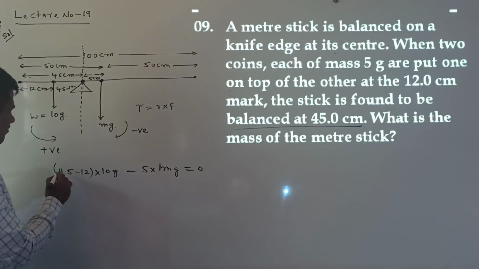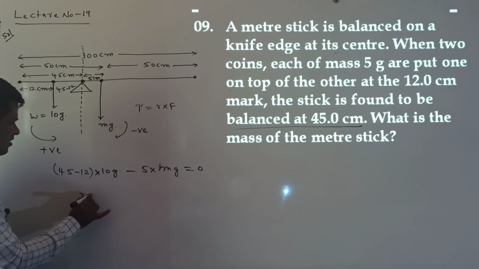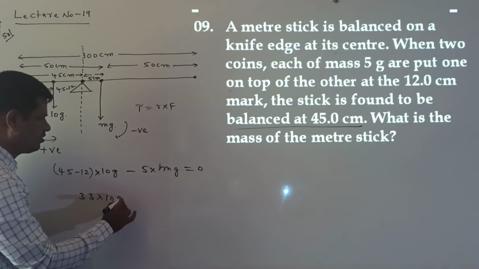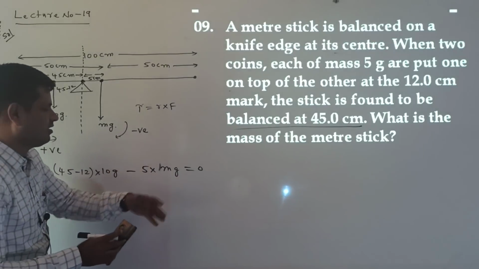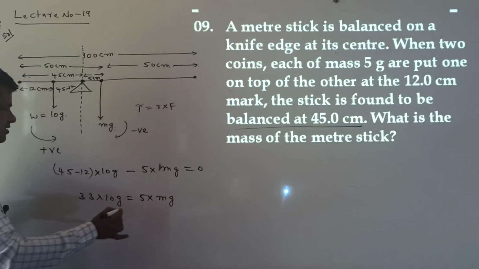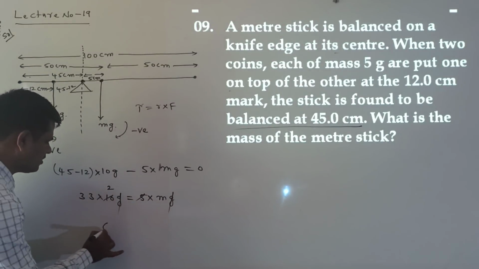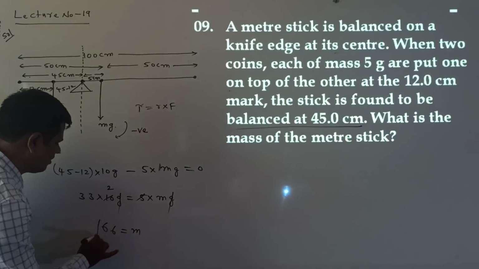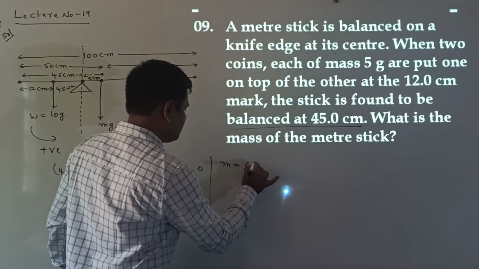Now what I am writing: 45 minus 12 is 33. 33 into 10g is equal to, taking this to the other side, 5 into mg. The g's cancel. Here the 5s cancel. Now 66 is equal to m. So m is equal to 66 grams.